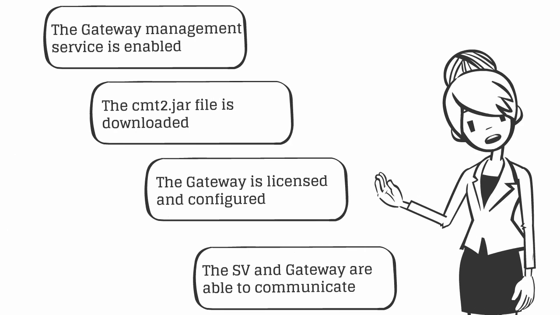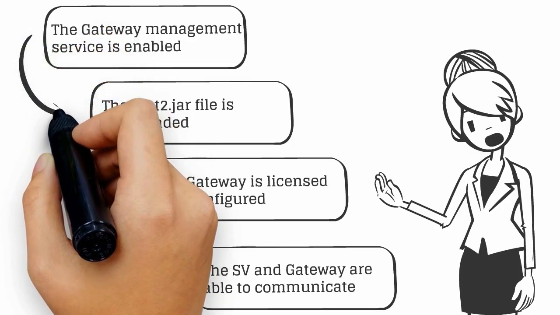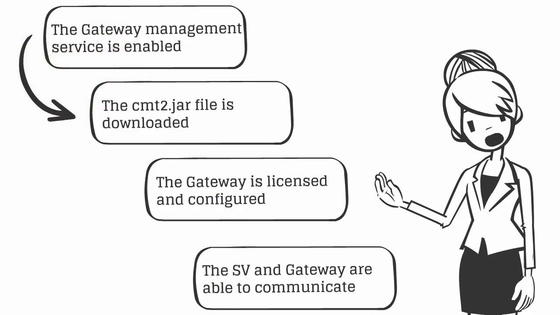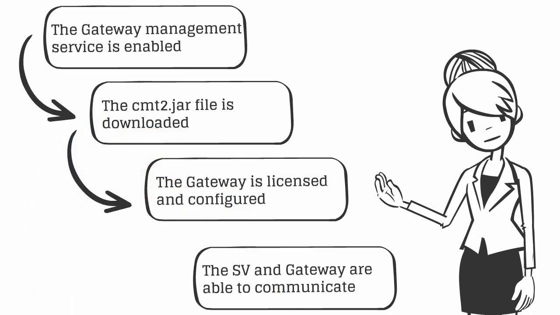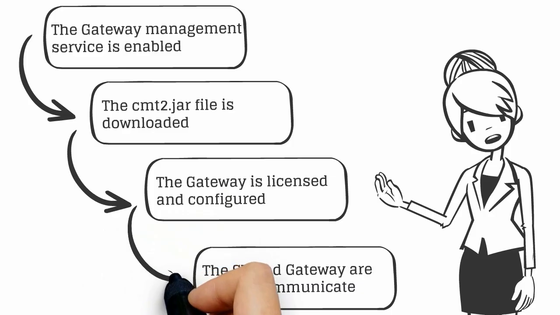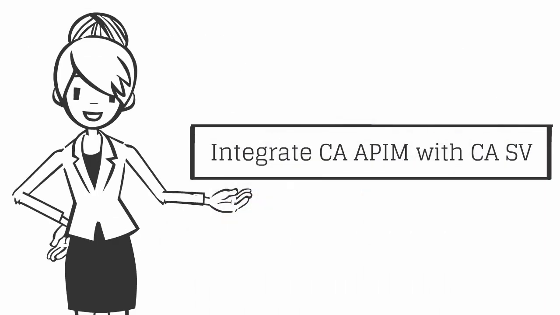Prior to the integration of CA API Management with CA SV, make sure that the Gateway Management Service is enabled, the CMT2 jar file is downloaded, the gateway is licensed and configured, and the SV and gateway are able to communicate. Let's see a quick demonstration on how to integrate CA API Management with CA SV.